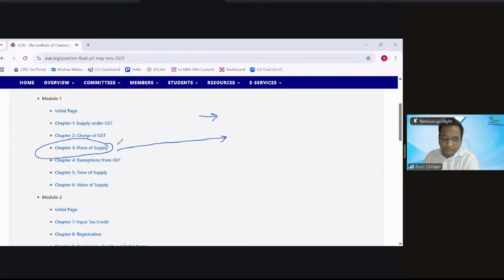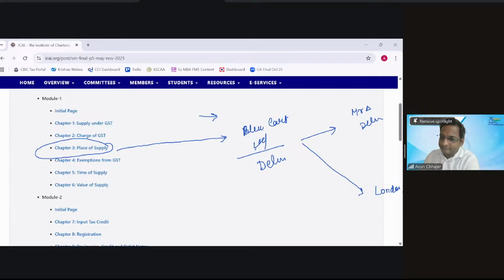Place of supply chapter question, one question. I'll take a different question. Blue Dart Limited from Delhi is picking the goods of Mr. A from Delhi and delivering the goods to London, UK. He is raising the invoice to Mr. A for delivering the goods to London, UK. Which tax will he charge?